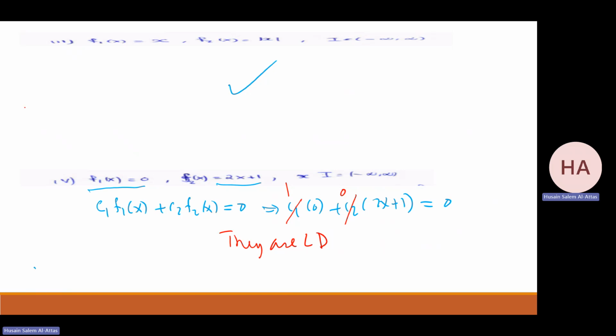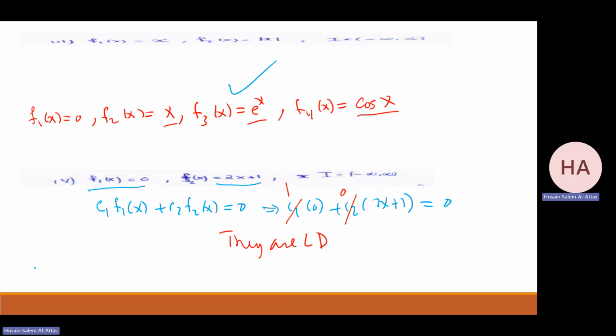Let me do another example. Assume I have this. F1 equals 0. F2 equals x. F3 equals e to the power x. F4, make another combination, cosine x. Well, I'm sure these functions are totally different. They are not, but since I have the 0, one of the functions, I can write a linear combination, C1 F1 plus C2 F2 plus C3 F3 plus C4 F4. I'll make it equal 0.